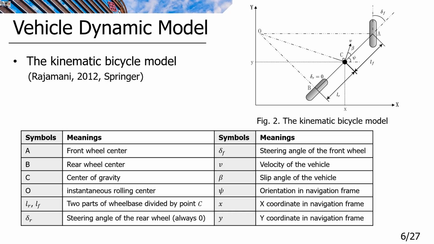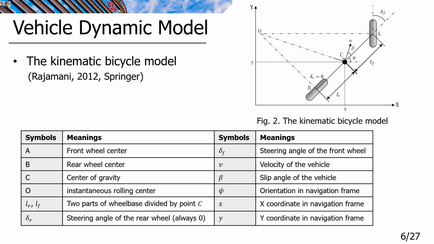Firstly, let's see some basic knowledge about the VDM. In this work, we adopted the kinematic bicycle model as the VDM. Figure 2 shows the basic idea of such a model. In this setting, it uses two wheels to represent the four-wheel vehicle.